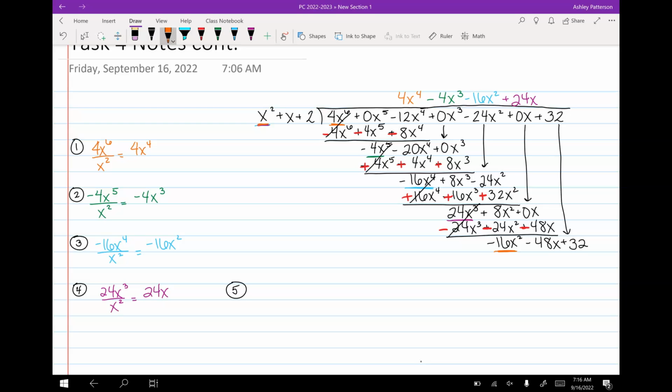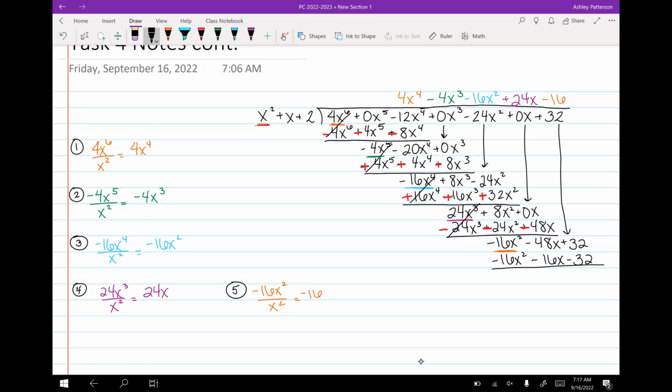All right, and we've got negative 16x squared divided by x squared. What does that give us? Negative 16. Okay, so we have negative 16 on the outside. We're going to multiply through. That gives us negative 16x squared minus 16x minus 32.